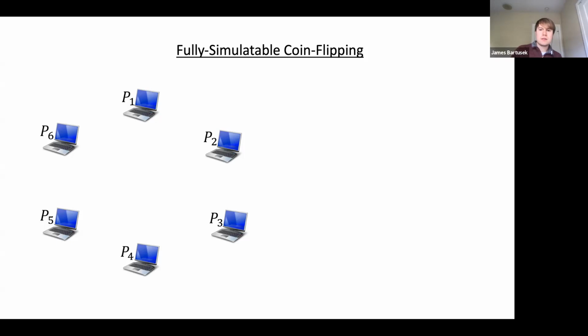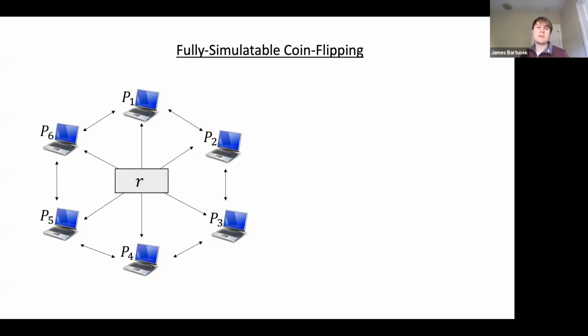Okay, so what is this coin flipping functionality? It's a special case of MPC, but it's inputless. Each of these parties just has no input, and what they want to do is communicate with each other. At the end of the communication, they want the transcript of their communication to fix some string R. And ideally, this R is going to be some unbiased random string that they can then use as a CRS.